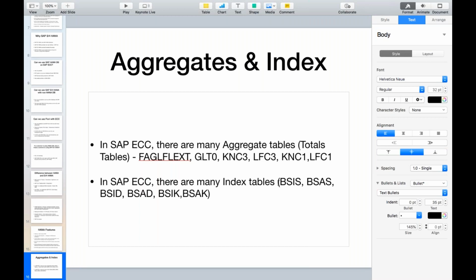Why was this required? There was only one problem. This was only required because of the row-based data storage that we had in ECC. If BSEG in ECC itself had been column-based, then there would have been no need for these tables. And that is the reason in SAP S/4HANA, SAP said there is no need for these tables anymore. These tables are not there in S/4HANA. These tables are completely gone. No aggregates, no indexes. Why? Because there is no need.